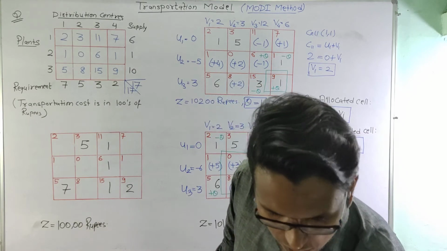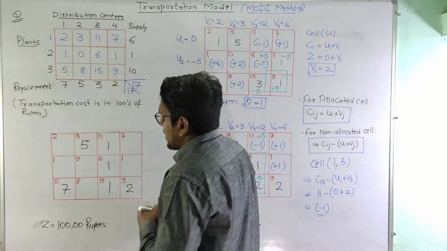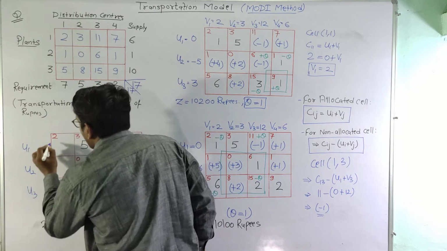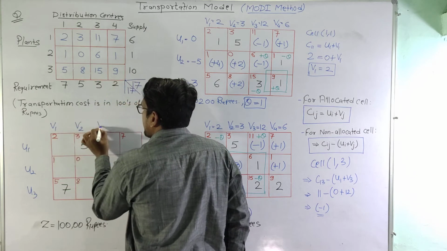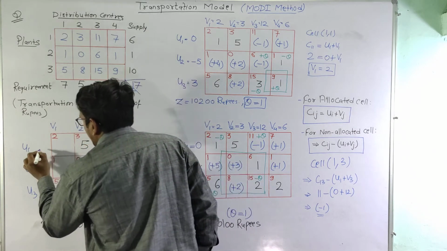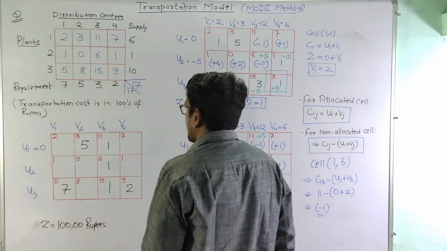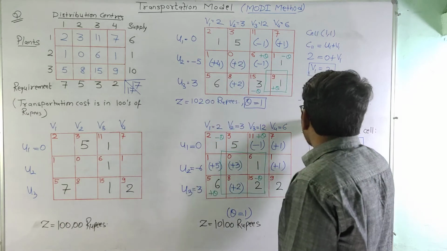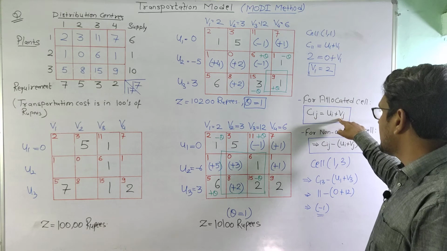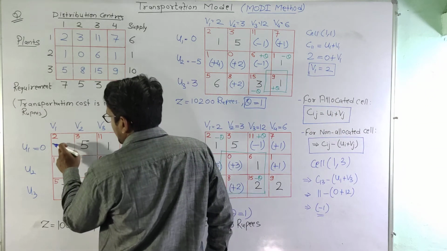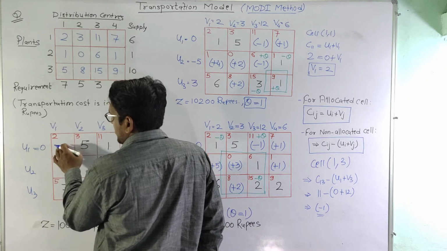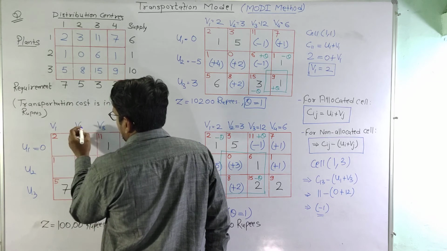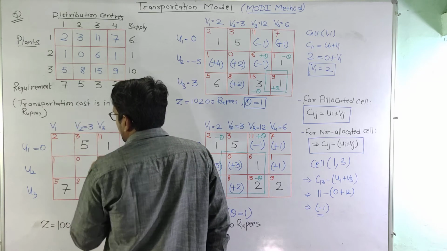So again we have to use the modified distribution method, and again we will have a set of variables u1, u2, u3, v1, v2, v3, v4, and we will put any one of the variables as 0. So I have chosen variable u1 as 0. Now for the basic cell, we have Cij equals ui plus vj. This is not a basic cell, this is a non-basic cell because there is no allocation. This one is the basic cell. So 0 plus what is equal to 3. So 0 plus 3 is equal to 3.